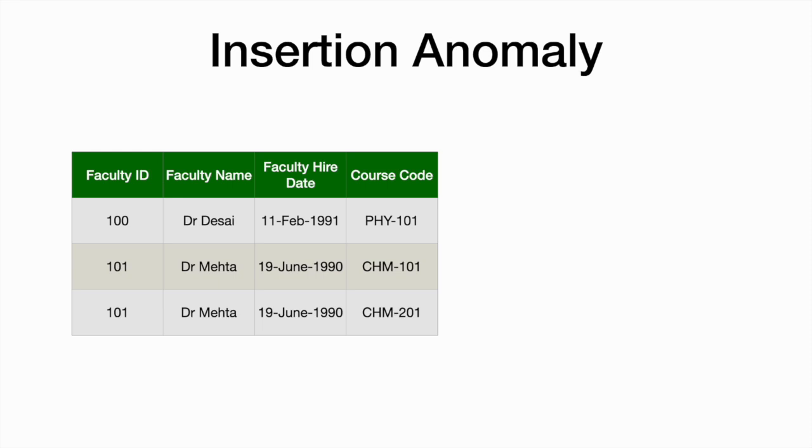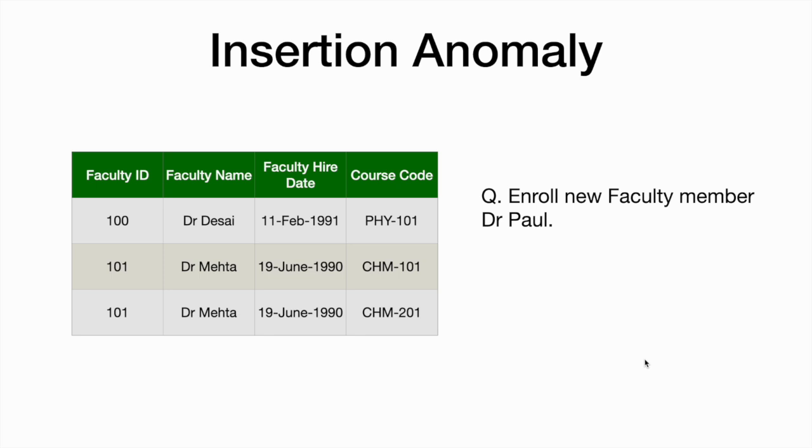Say, suppose this is a table that holds the information about the faculty, and it has the faculty ID, the faculty name, when the faculty was hired, and the course that the faculty teaches. If you see the first record, faculty ID is 100. The faculty name is Dr. Desai. He was hired on 11th February 1991, and he teaches introduction to physics, so physics 101. Similarly, you have Dr. Mehta, hired on 19 June 1990, and he teaches chemistry 101 and chemistry 201.